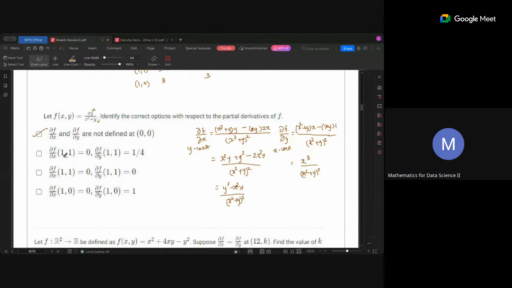What about at (1, 1)? What is the value of fx and fy at (1, 1)? Substitute 1, 1 here. 0. And what about fy? 1 upon 4. So the first option is correct. So this is incorrect. Here it is given as 0.